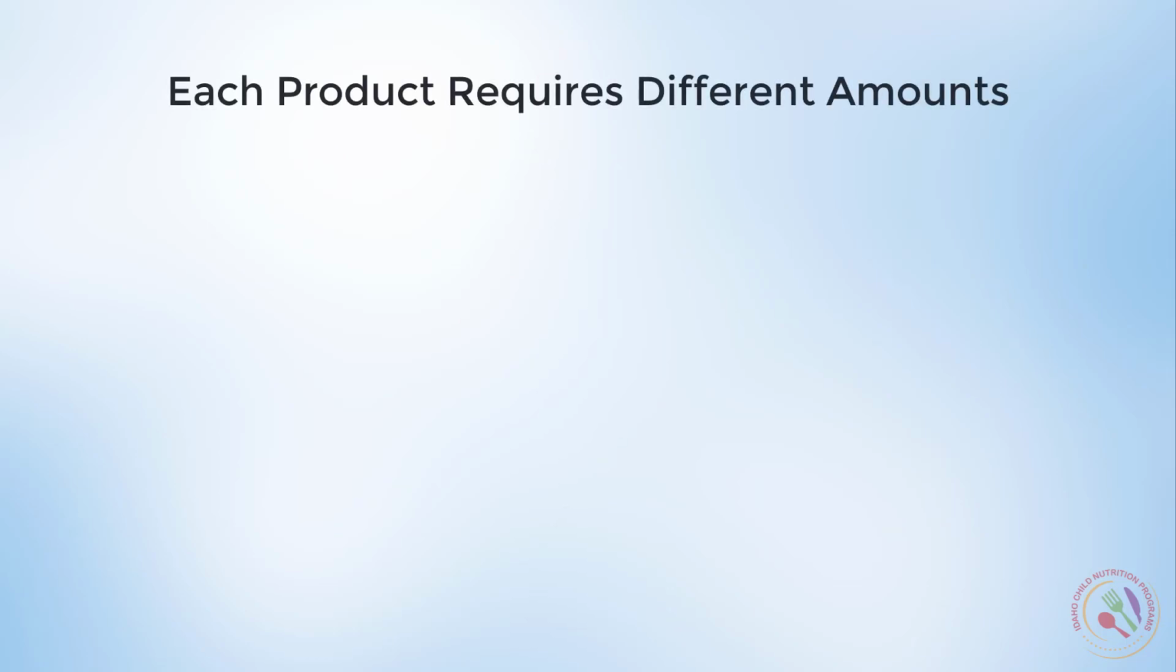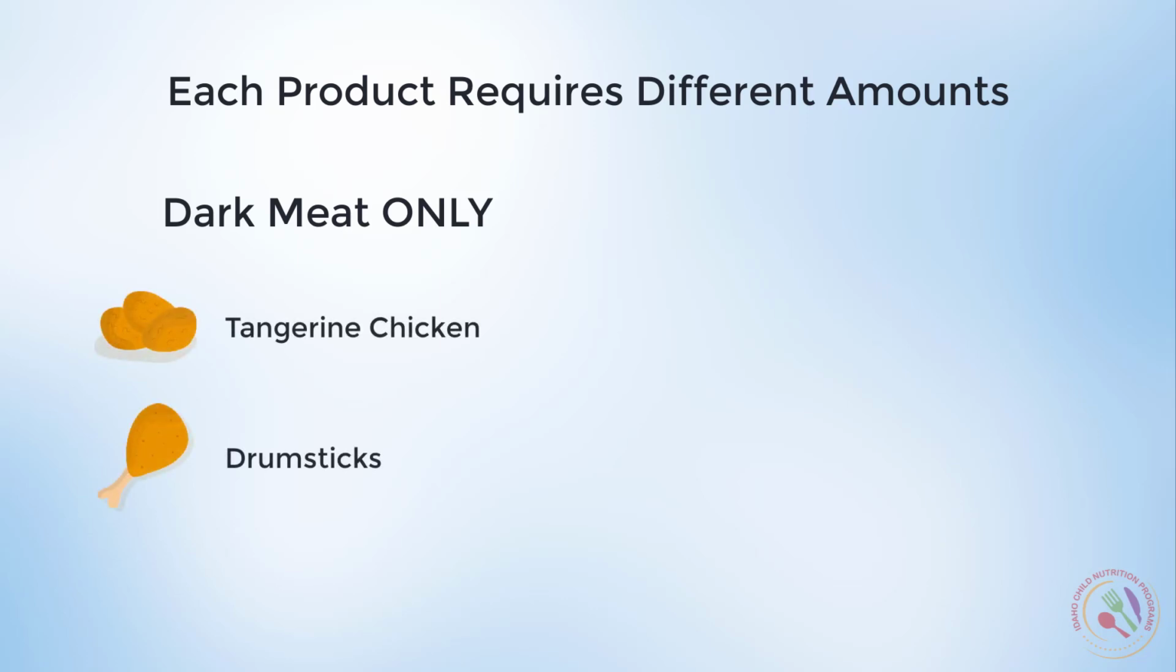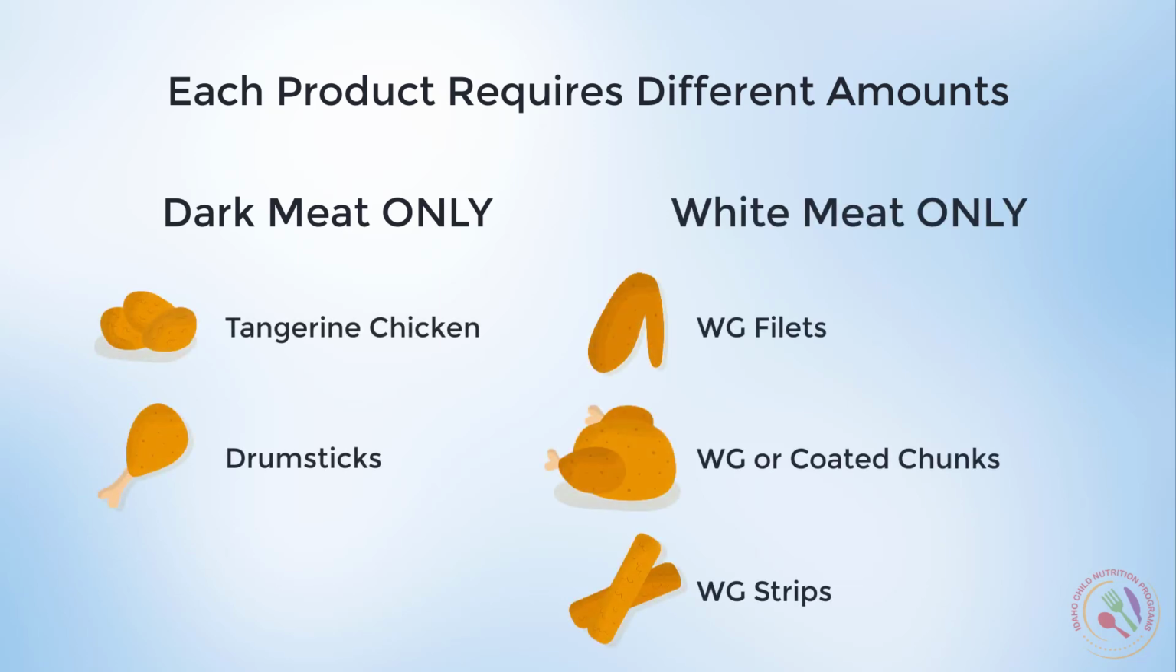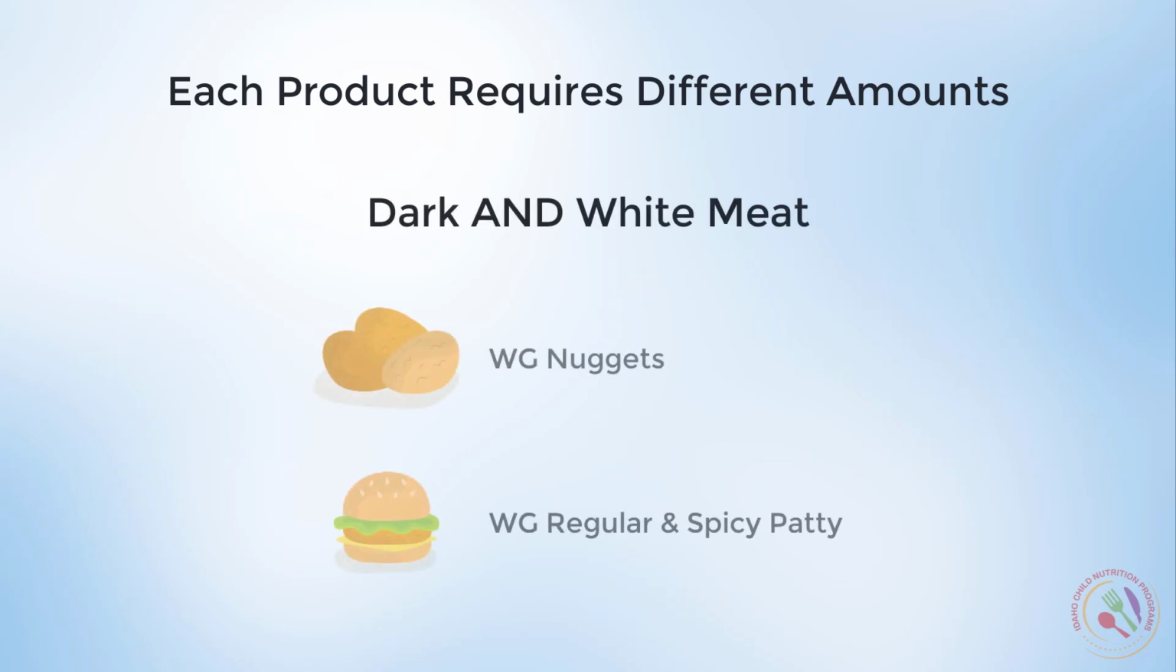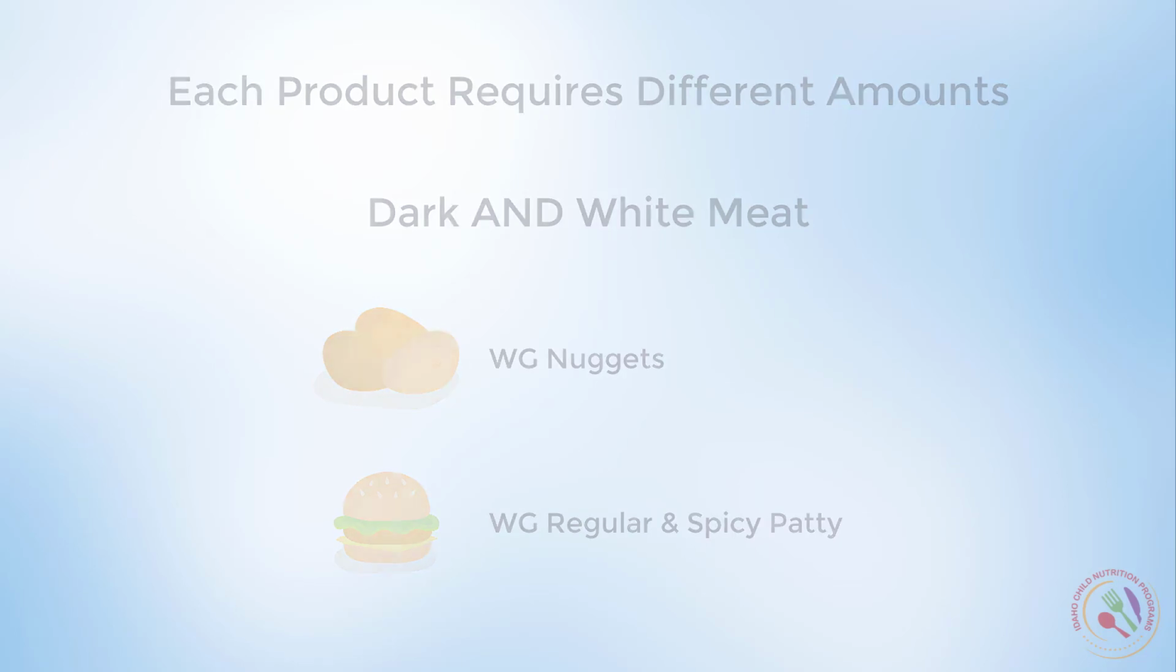Products that utilize only dark meat include tangerine chicken and drumsticks. Products that utilize only white meat include whole grain fillets, whole grain chunks, coated chunks, and whole grain strips. Products that utilize both dark and white meat include whole grain nuggets, whole grain patties, and whole grain spicy patties.